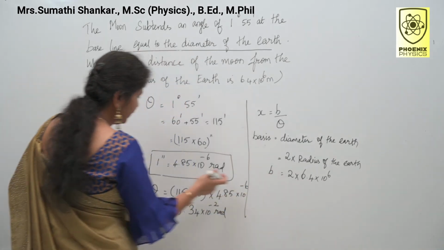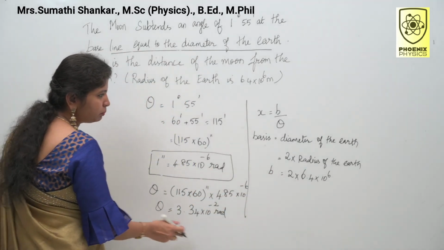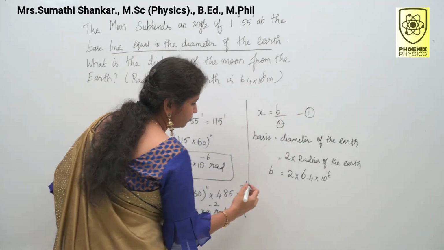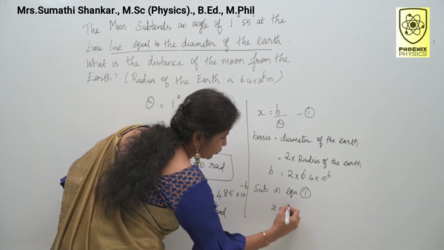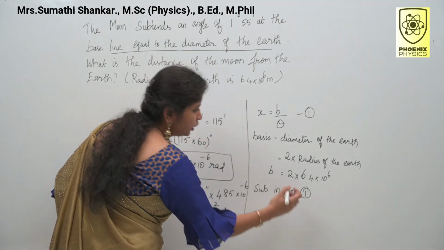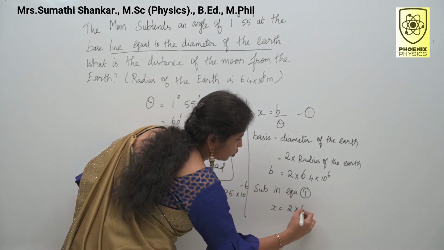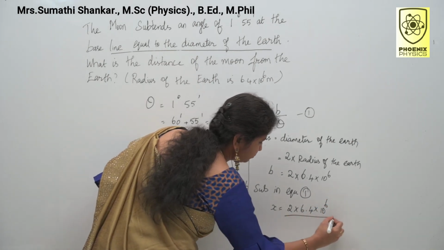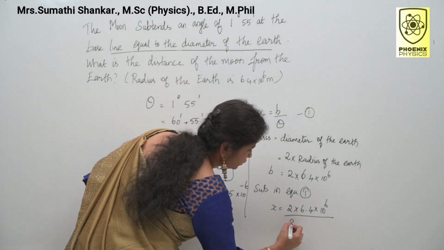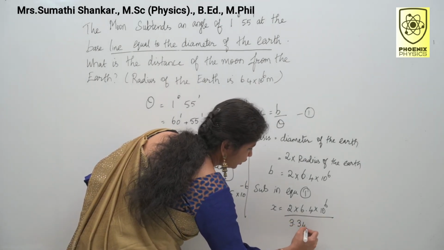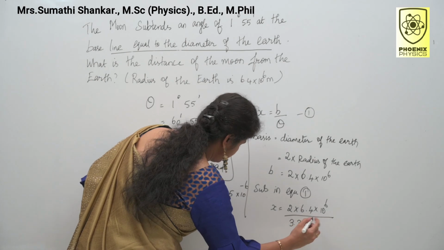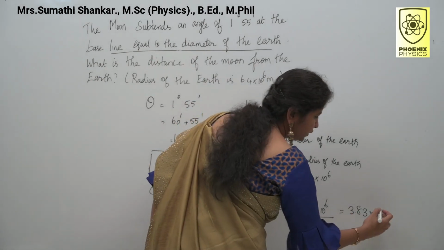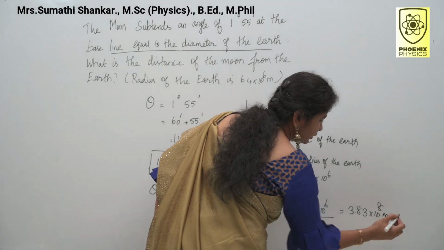We know b and theta value. Simply substitute these two values in this equation number 1. So what is x? X is equal to, what is b here? 2 into 6.4 into 10 to the power of 6 divided by theta, which is equal to 3.34 into 10 to the power of minus 2. You can get 3.83 into 10 to the power of 8 meter.